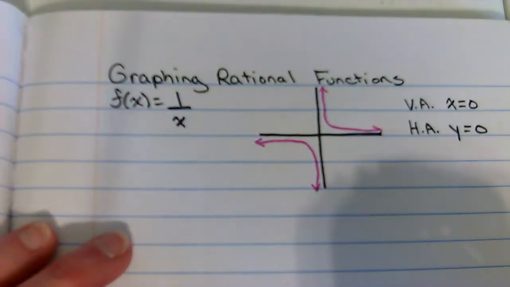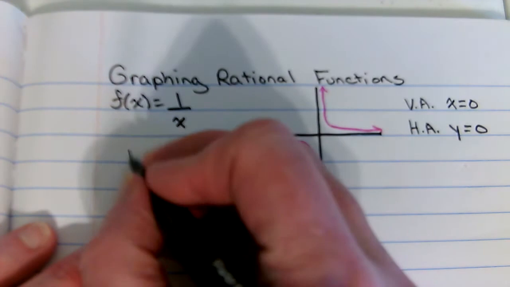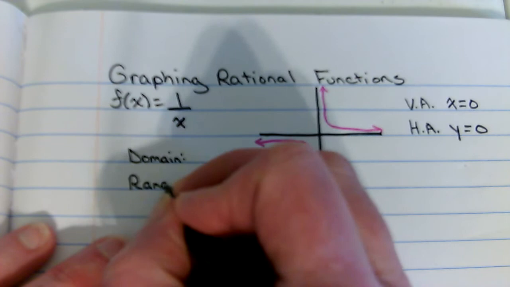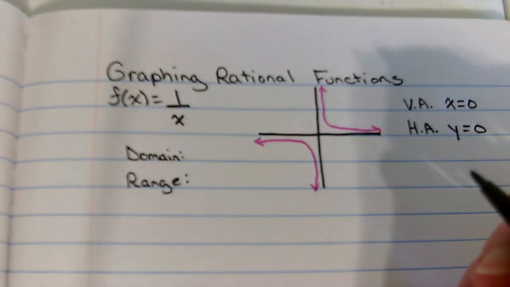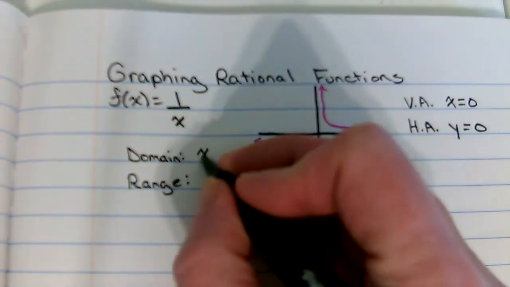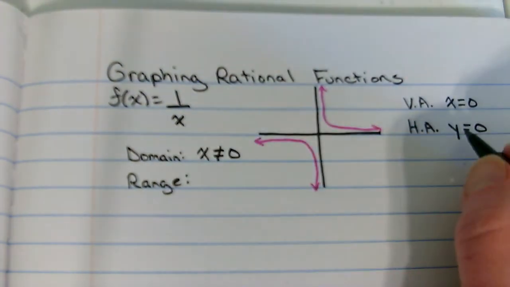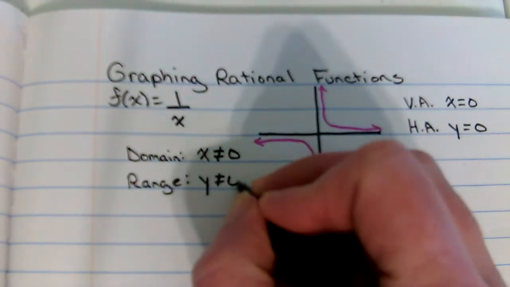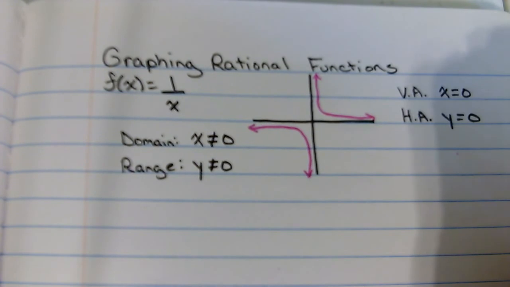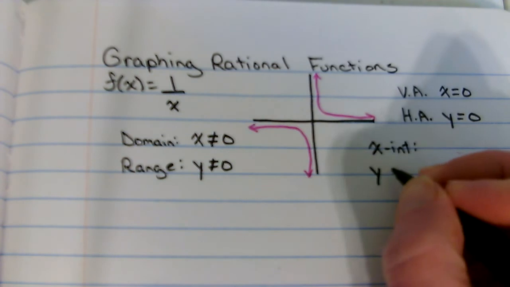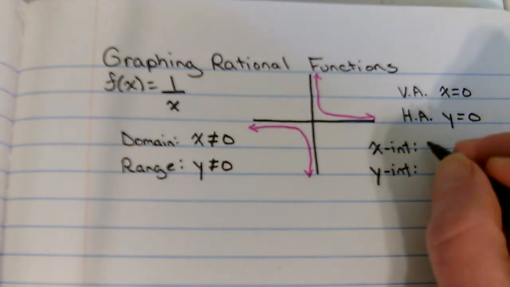Some other key features would be its domain and its range. Well, its domain are any values except for 0, so x cannot be 0. And guess what? The range is directly correlated to the horizontal asymptote, so y is not 0. Now, other key features of graphs are our x-intercepts and y-intercepts. In this particular one, it's not crossing the x-axis or the y-axis, so there's none.